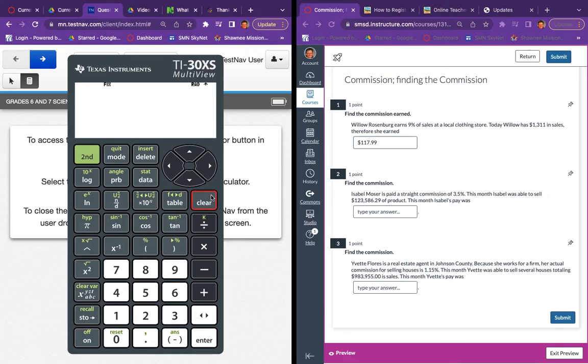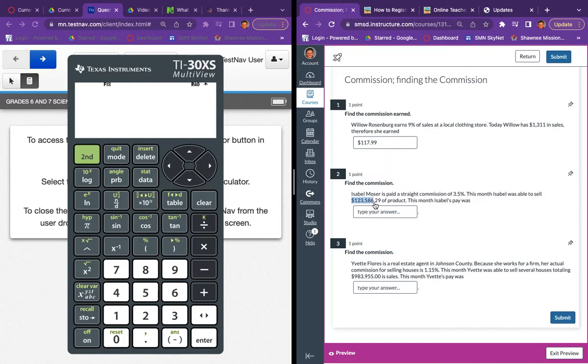Okay, so let's go down to Isabel here. Isabel Moser is paid a straight commission of 3.5%. This month, Isabel was able to sell $123,586.29 of product. So we don't know exactly what Isabel is selling. Maybe she is selling makeup, maybe she is selling healthcare programs, maybe she is selling houses. We don't know what the product is that she's selling, but we know how much she sold.